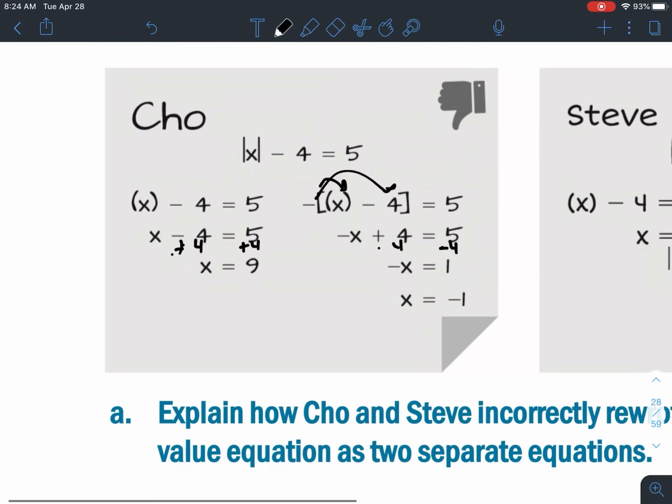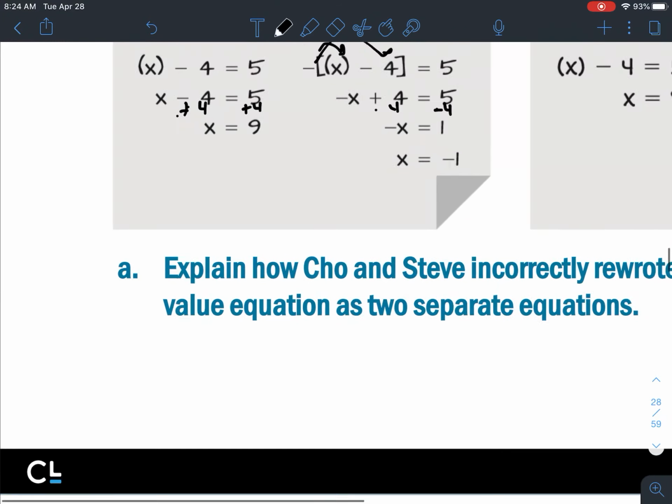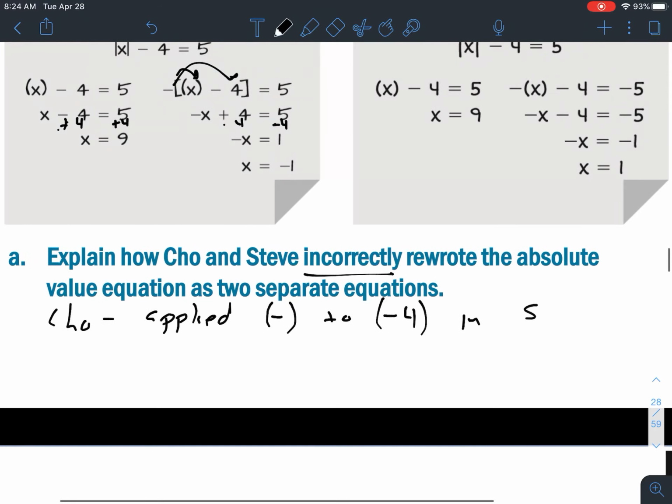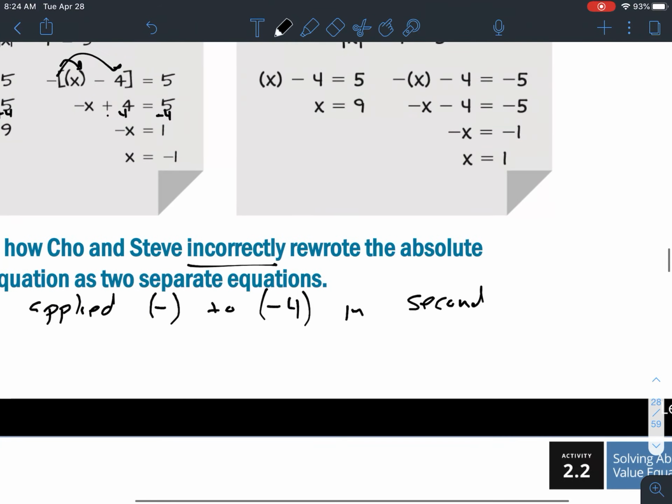So for Cho, we're going to say this. I'm going to write Cho applied, because this is what he did wrong, incorrectly. Applied, I'm going to put negative to the -4. So we apply the negative sign to -4 in second equation.